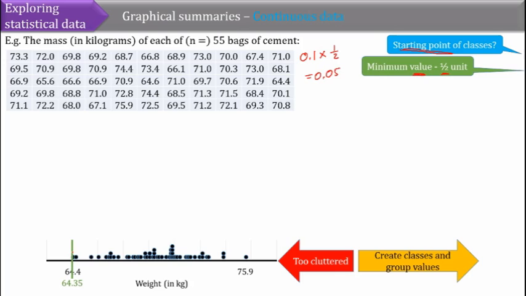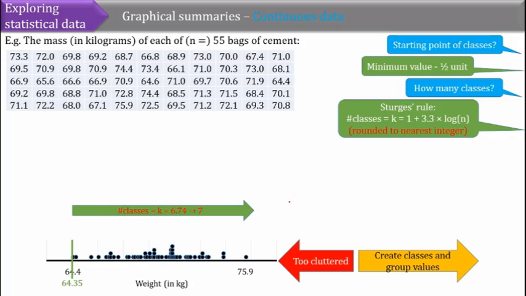So that means our very first group boundary, lower boundary, will be 64.35, and we do that to ensure that the smallest value in the data set is included in the very first class. So 64.4 is a little bit bigger, so it's going to fall inside. Right, then the next question, how many classes?